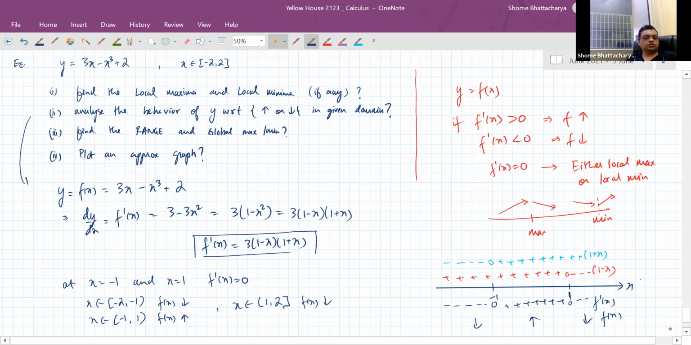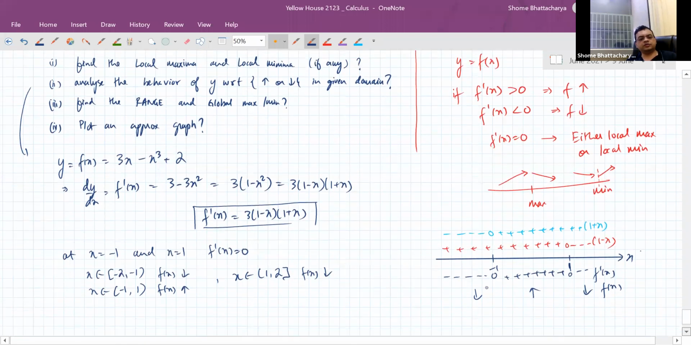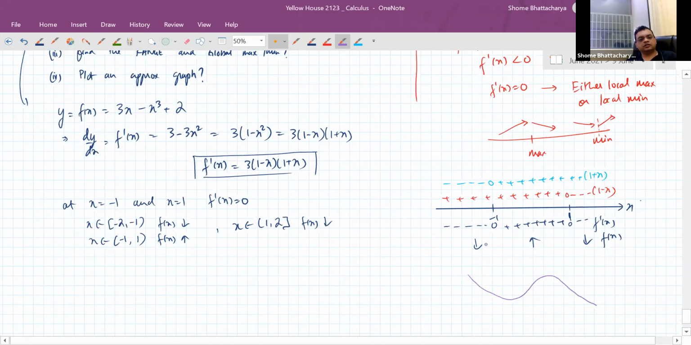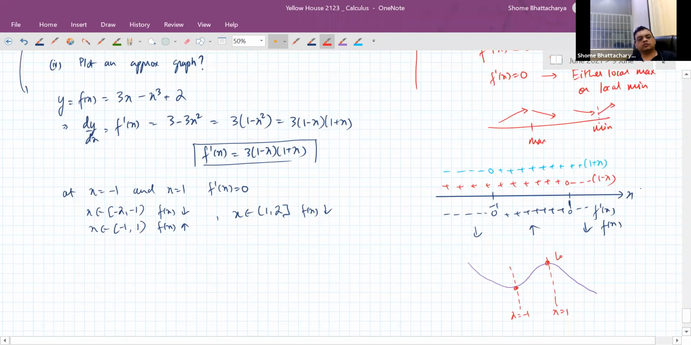So what this tells us is that the shape of the graph of the function is like that: decreasing, then increasing, then decreasing. So obviously the shape of the graph is going to be something like this. It's decreasing, then increasing, then decreasing, like this. Where the critical points, where the slope is 0, are respectively x equal to -1 and x equal to 1. So this is the point where it has a local maximum. And this is the point where it has a local minimum.